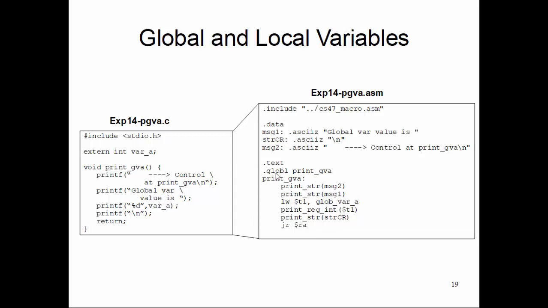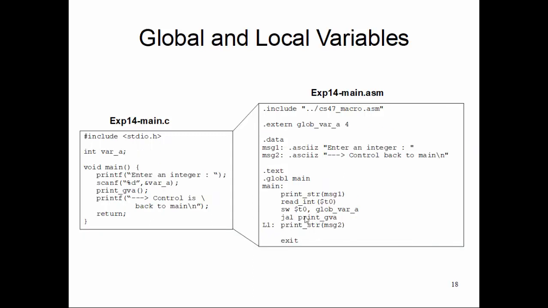And here I am doing a .globl print_gva, so that when I do a jal print_gva, the label which is not defined here, the assembler will think, okay, maybe it is in some other module, and the linker will resolve this. So for code jumping purposes, we can use a label which is not defined anywhere, but if we want to access a global variable, we need to declare it as .extern global variable a, 4.